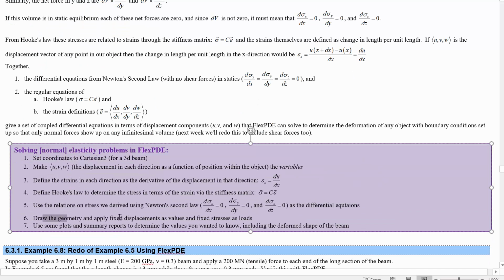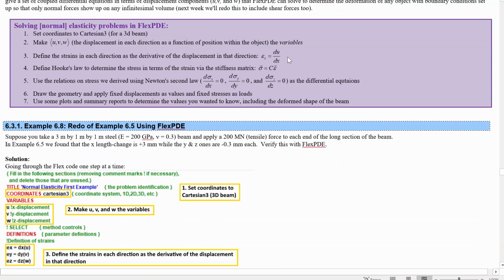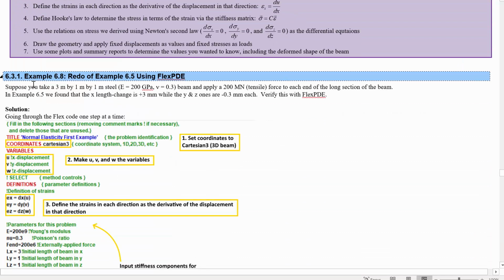And then we're going to draw out the geometry that this is going to work on and put maybe fixed displacements as values or fixed stresses as loads, and then use some plots and summary reports to figure out the values we want to know, including the deformed shape of the beam. Okay, so what is this going to look like? Well, let's do it for an example.